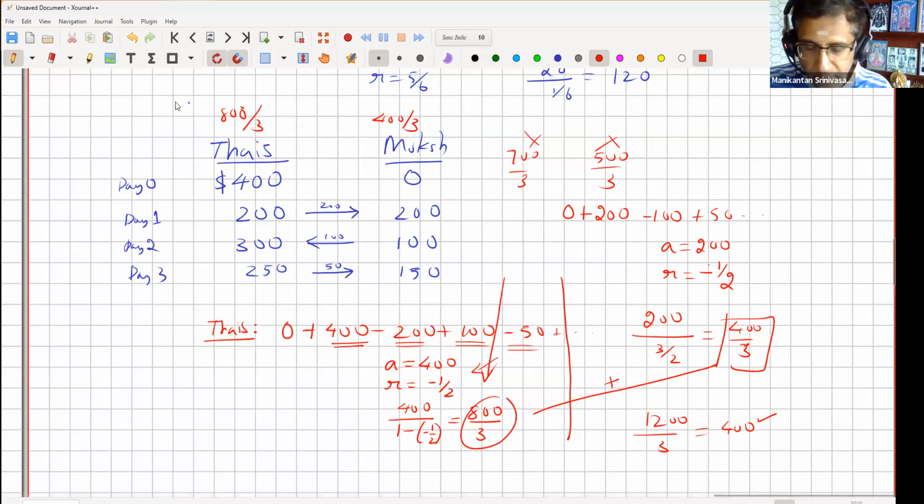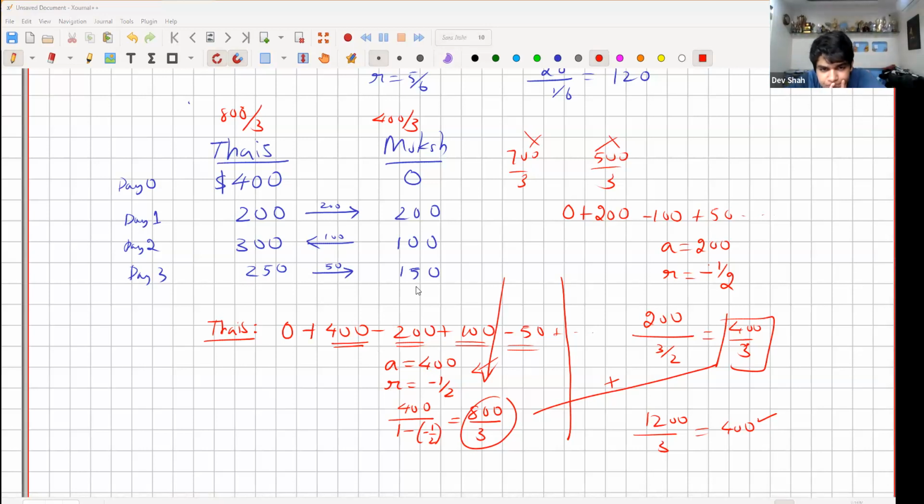Okay, wonderful. All clear so far? They're completely with me on this? Okay, cool. Let's do some problems now. Okay, super. Let's do some problems from geometric progression.